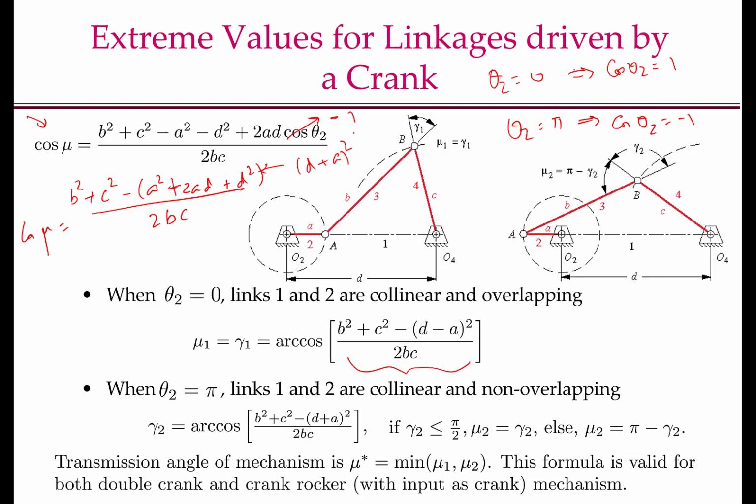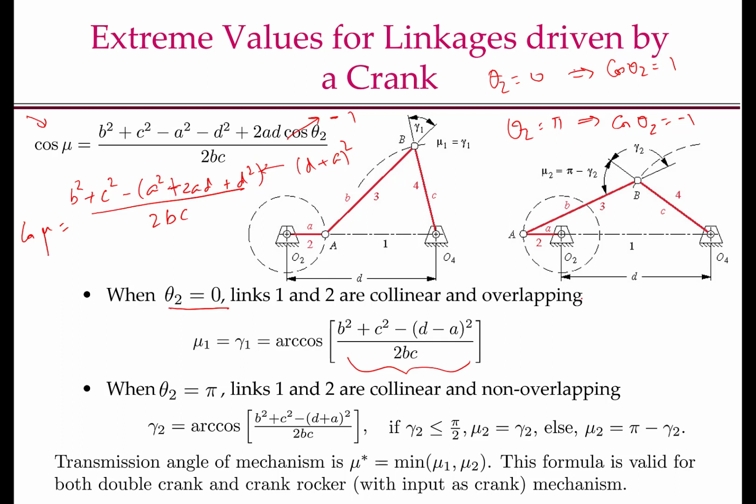Now geometrically, when theta 2 is equal to 0, we have links 1 and 2 as collinear and overlapping, as shown on the picture on the left here. When theta 2 equal to pi, we have links 1 and 2 as collinear, but they are not overlapping, and it is shown by the picture on the right.